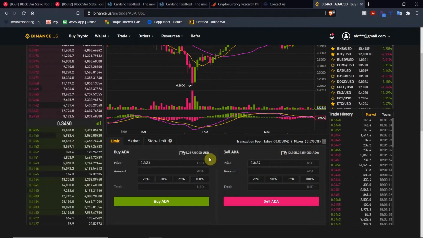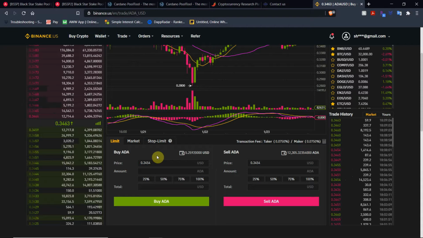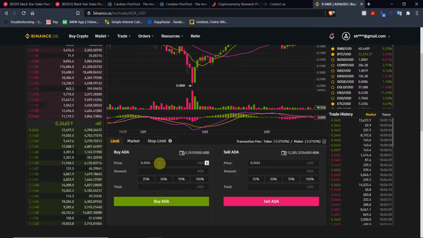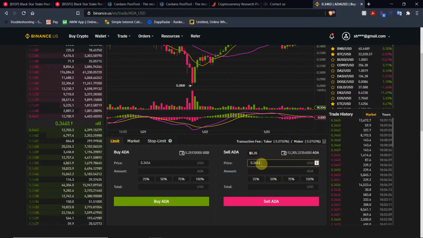In these two windows underneath the trend graphs, you have the buy and sell options. So if you want to use a limit, you're going to set a price that you want to buy at. The limit, it's your limit. You're not going any higher or any lower than that. It's also the same option on the sell. You're not going any higher or any lower than the price you want to sell at.